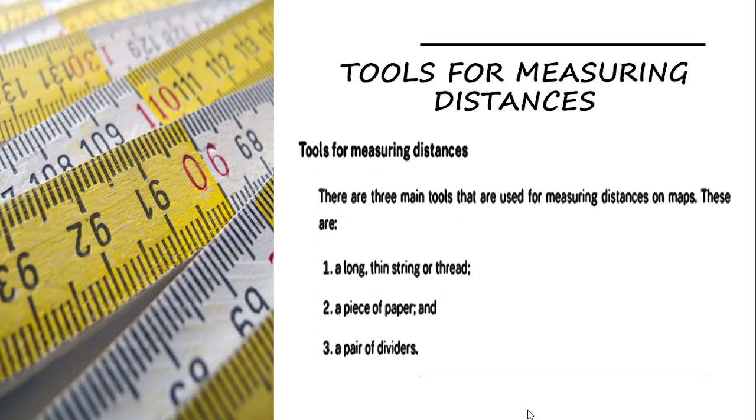Tools for measuring distances. Here we'll see various equipment that is required when you're trying to measure distance on the map. Now there are three main tools that are used for measuring distances on maps. They are as follows. The first one is a long thin string or thread, the other one a piece of paper, and a pair of dividers. So all three are the main tools that you can use to measure distance on the map.